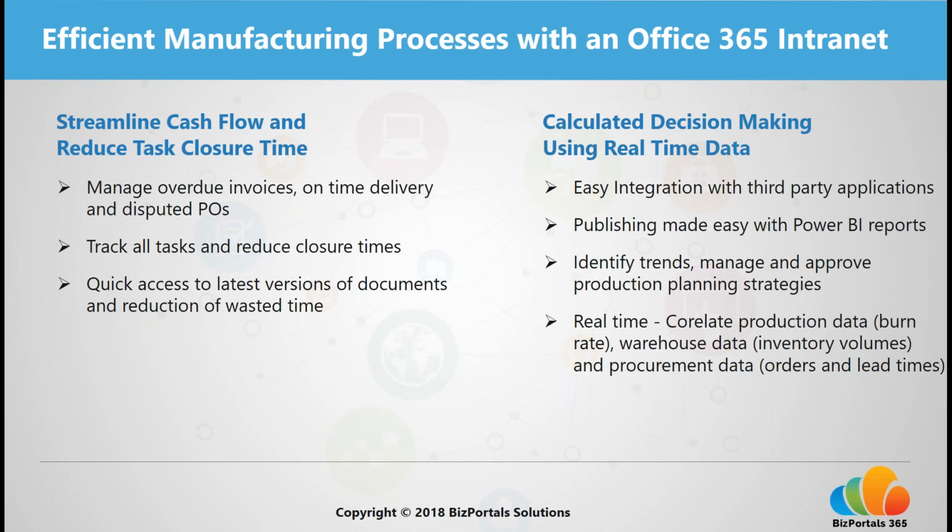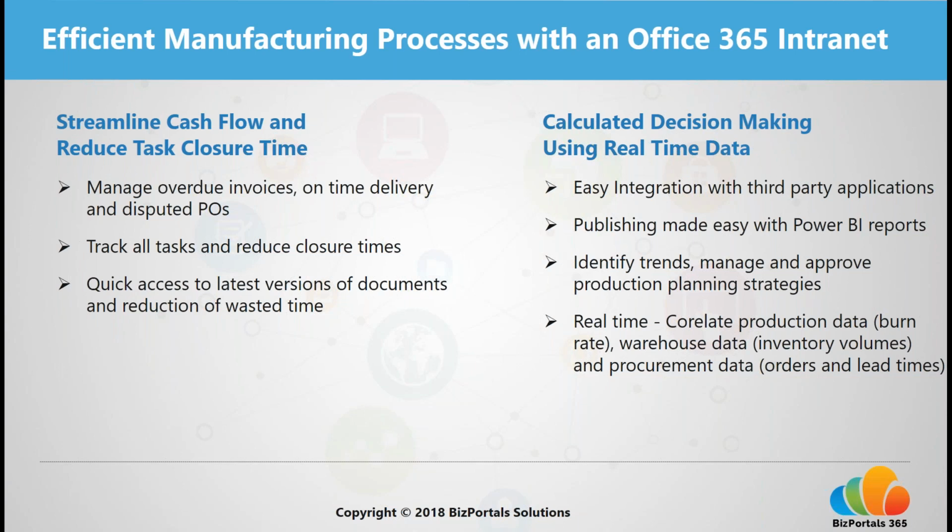You can identify trends, so your reporting could be trending reports. You can manage and approve production planning strategies, though production planning itself is done in ERP systems. But for strategizing and collaborating on the planning aspect, you could use an Office 365 intranet. And in real time, you can correlate your production data, your burn rates, your warehouse data, that is your inventory volume, and procurement data, orders and lead times. You can build reports around all of this data and get some intelligence behind it. All right.